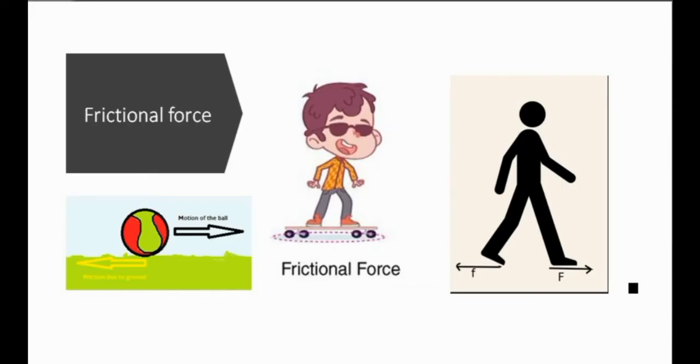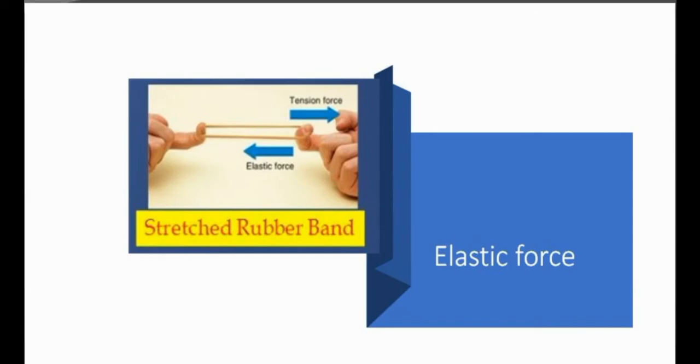Next is the frictional force. You must have seen when the ball rolls on the ground, it stops after some time. Why? This is because of the force of friction. Frictional force slows down a moving object, and we are able to walk because of the frictional force. Next is the elastic force. So whenever we try to stretch a rubber band, it takes its original position on being released. It is because of the elastic force, and elastic force arises when a body deforms.